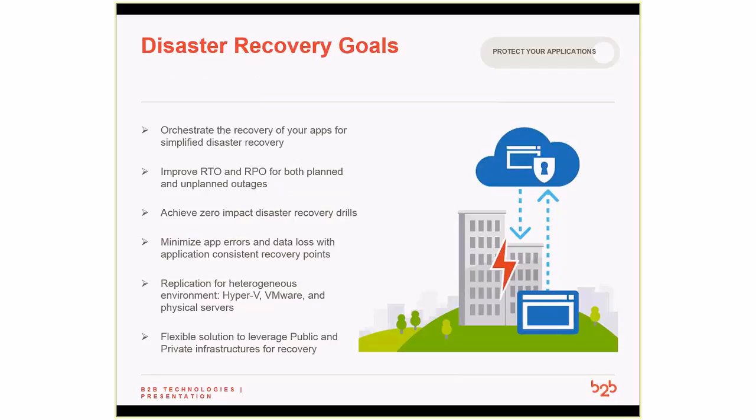One thing that comes up a lot when we're working with our clients is that they're utilizing some sort of array-based snapshot technology, and to this next bullet point, minimize app errors and data loss with application-consistent recovery points. A lot of the snapshotting technologies that we see out there having to do with storage array networks are not actually application-consistent recovery points, and this comes up when we're doing our DR implementations because they're not able to test the recovery of those snapshots.